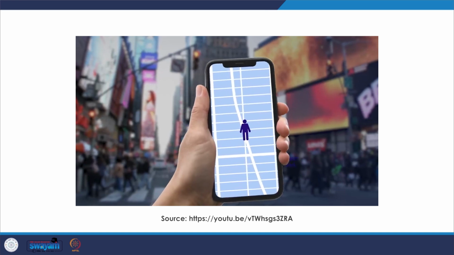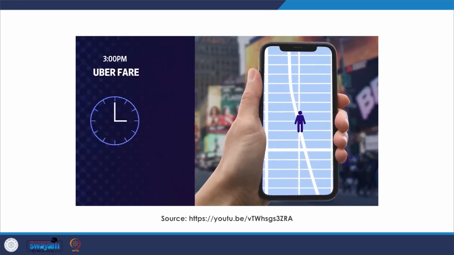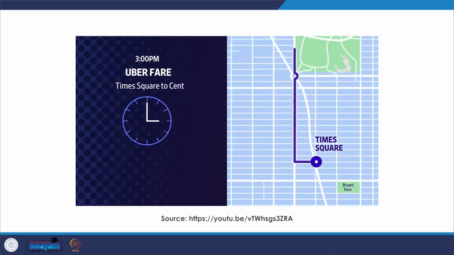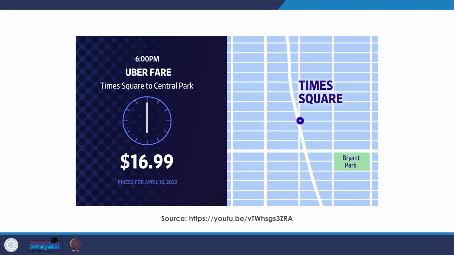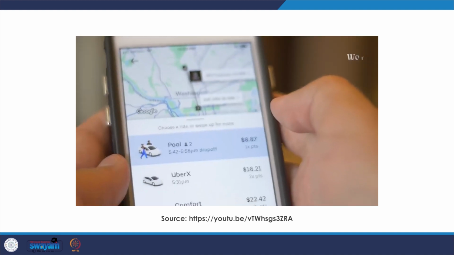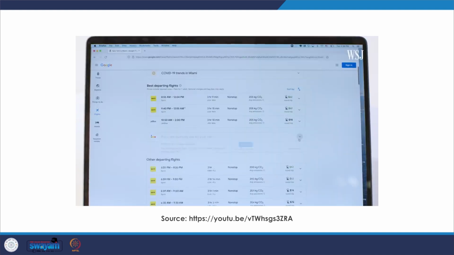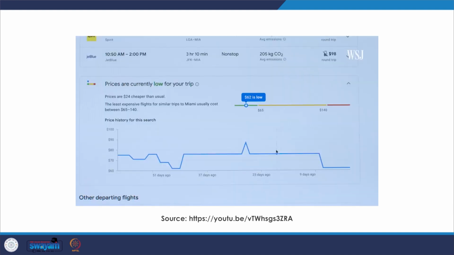On a Monday at 3 p.m., outside of rush hour traffic, a car from Times Square to Central Park in New York might cost you around $17. Now fast forward 3 hours. As more people are looking for cars, that same ride might cost closer to $24. If you've taken a trip like this or bought a plane ticket, you know to expect big price swings based on demand, time, or location.